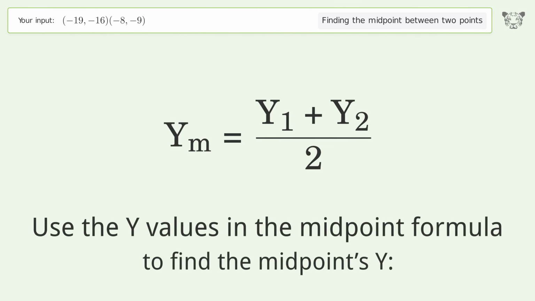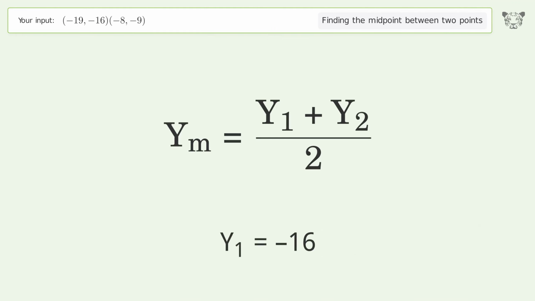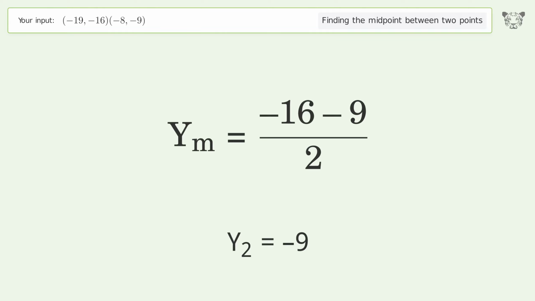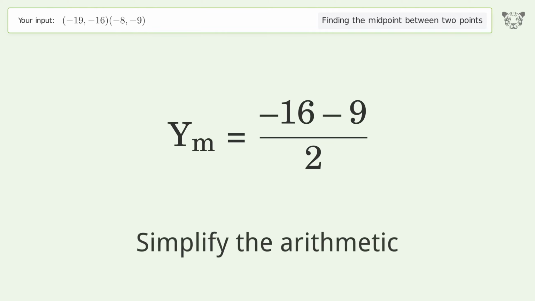Use the y values in the midpoint formula to find the midpoint's y. y1 equals -16. y2 equals -9. Simplify the arithmetic.